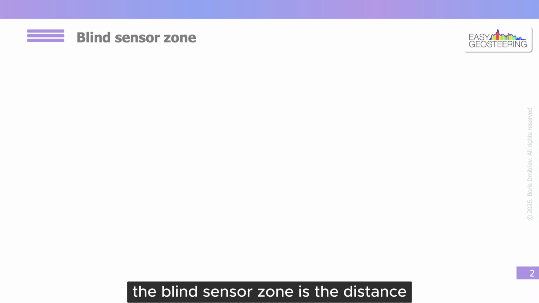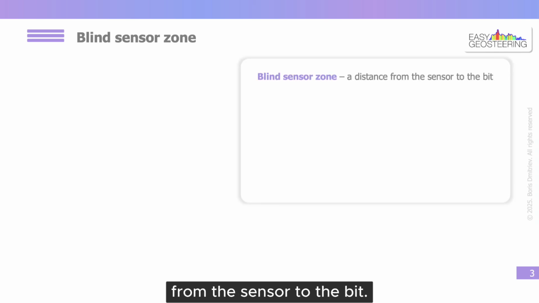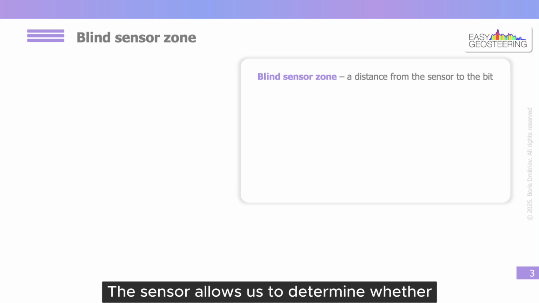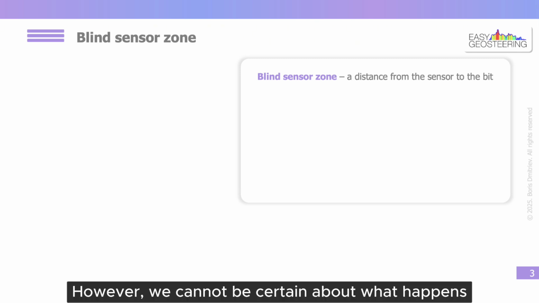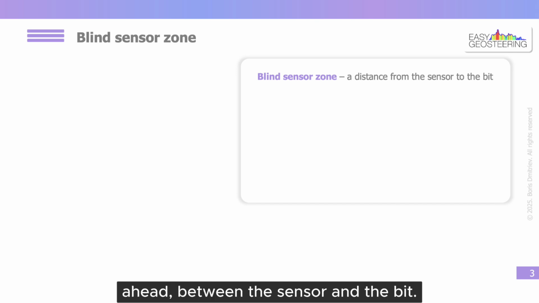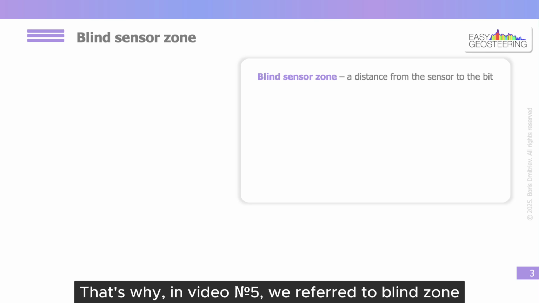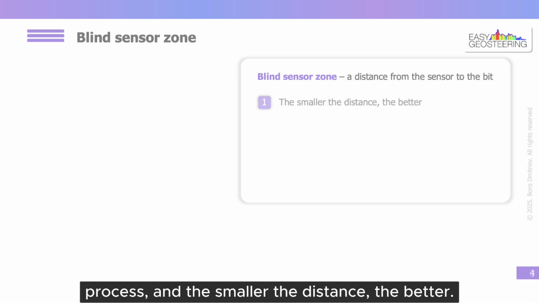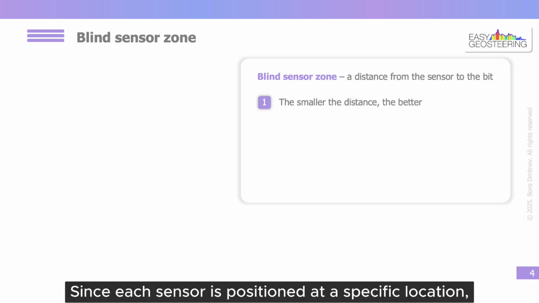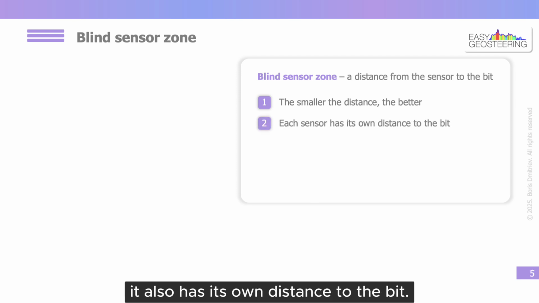So, we have already come across this definition. The blind sensor zone is the distance from the sensor to the bit. The sensor allows us to determine whether we are inside the pay zone or not. However, we cannot be certain about what happens ahead between the sensor and the bit. That's why in video number 5 we refer to blind zone as one of the main uncertainties in the geosteering process, and the smaller the distance, the better. Since each sensor is positioned at a specific location, it also has its own distance to the bit.